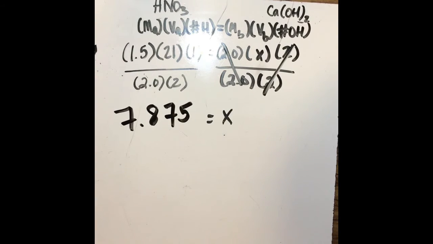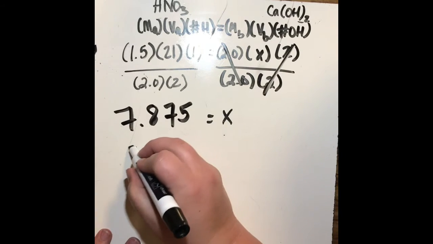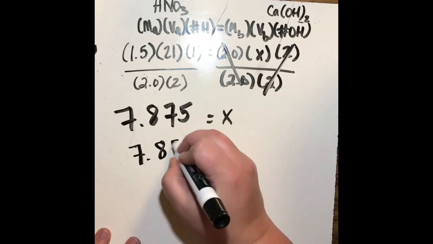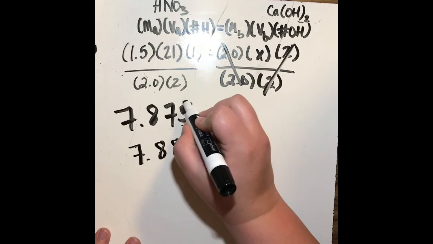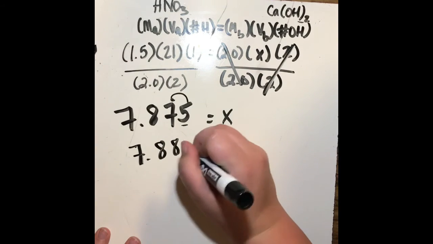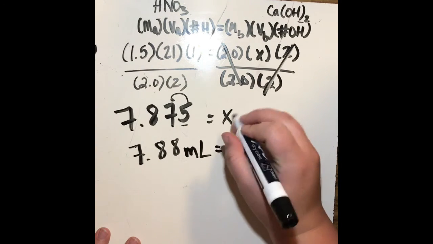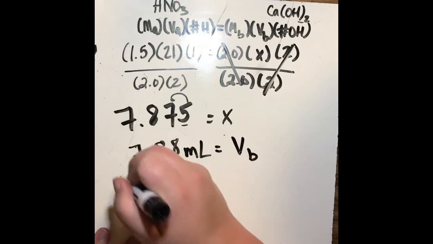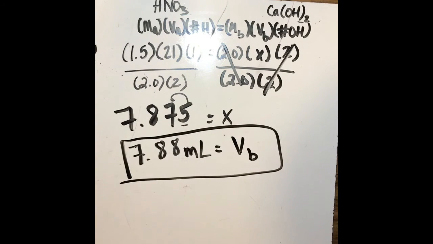You can either leave it like that since it came out perfectly even, or if you want to follow the 2 decimal rule, it would be 7.88 milliliters, because that 5 is going to round up the 7. And X is representing the volume of our base. So that's all you have to do for titration.